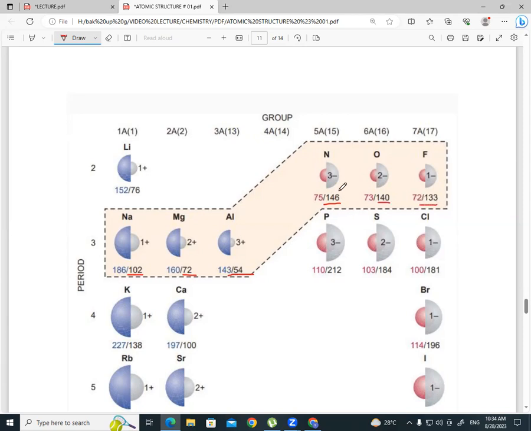Although the nitride, oxide, and fluoride belong to the second period, their ionic radii are larger than the ionic radii of sodium, magnesium, and aluminum ions, which belong to the third period. That is because, after losing electrons, sodium, magnesium, and aluminum ions also lose their outermost shell. Their outermost electron shell is finished. As a result, their radius decreases.